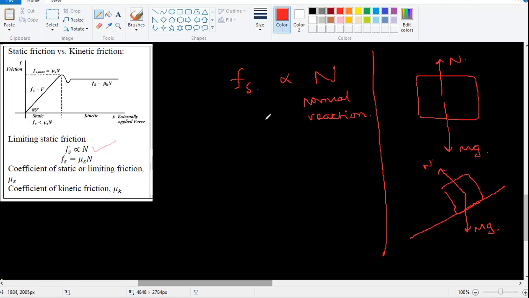Whenever we have proportionality, what do we do? We bring in a constant. So the proportionality constant happens to be mu. This usually depends on the material. So if I had a smooth table, the friction will be very, very less. That means N, the normal reaction, is the same, but since it was a smooth table, the mu is smaller. This mu is called the coefficient of friction.